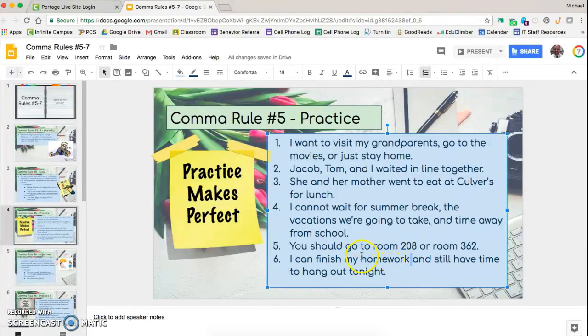Before watching the next video, it would probably be a good idea to do the problems on your sheet for comma rule number 5. And if you have any questions, please ask the teacher in the room if they could help you with it. Okay?